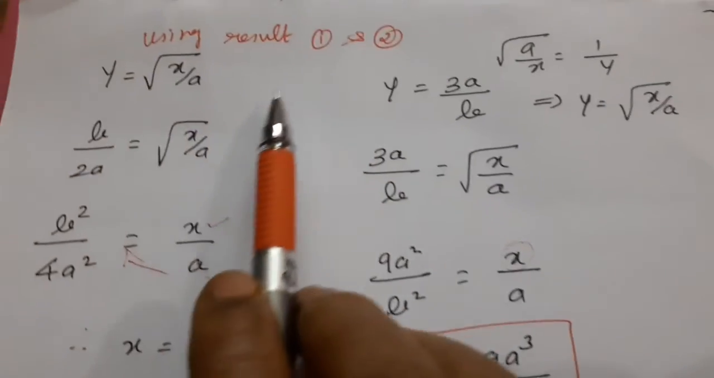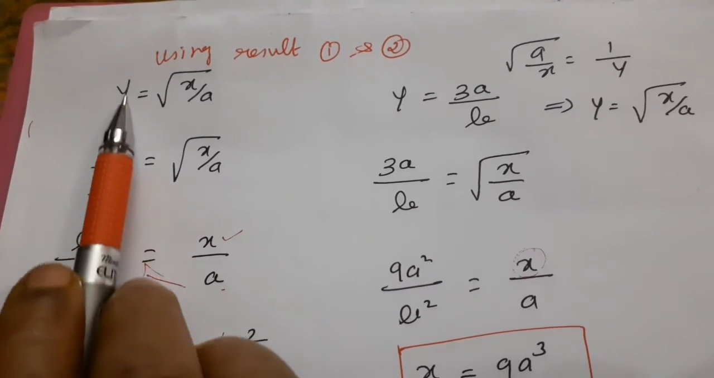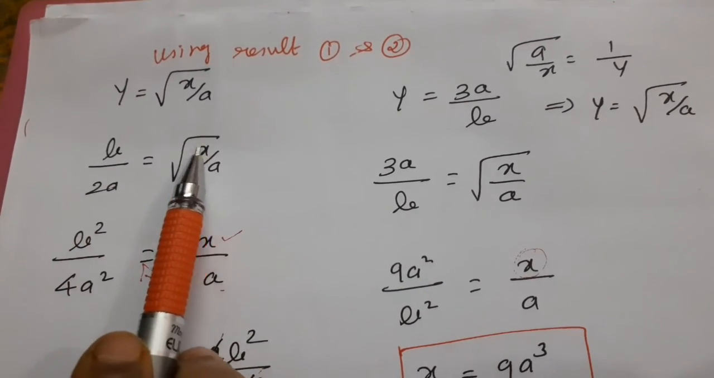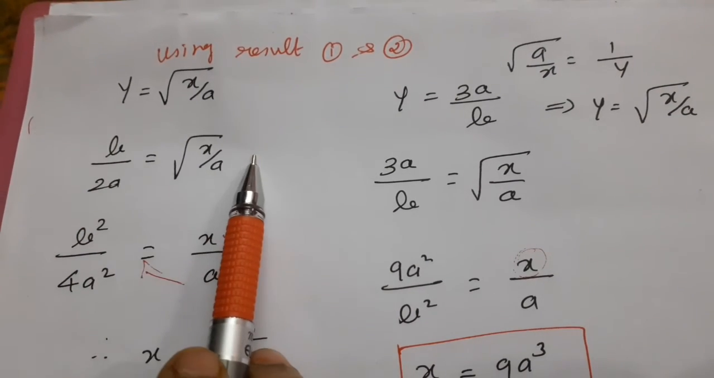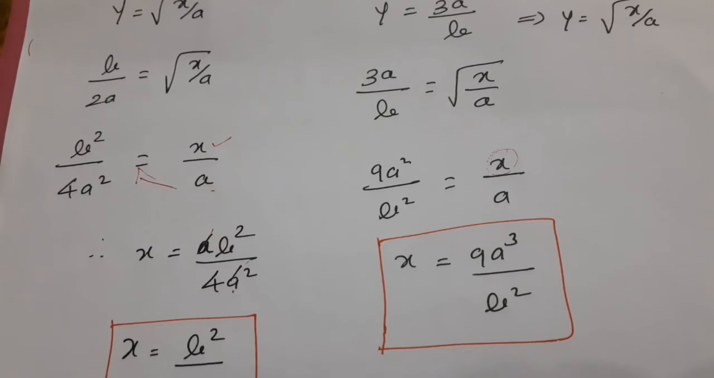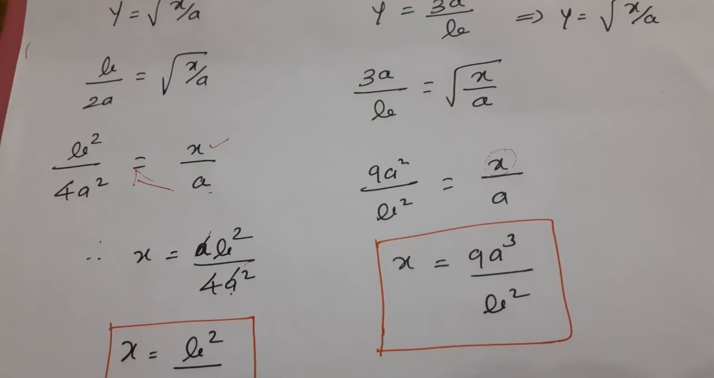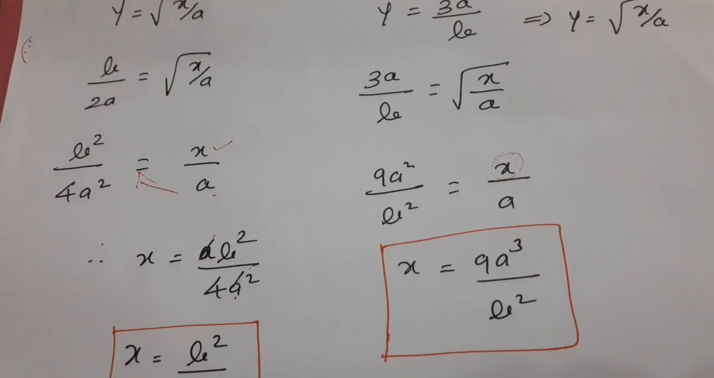Next, substitute the result in 1 and 2. What I took as y equal to root of x by a, instead of y we take the value. We want to find the value, solve means we find the value for x. So instead of y substitute b by 2a: root of x by a. Squaring on both sides we get x square equal to ab square by 4a square. After simplification we get x is equal to b square by 4a.